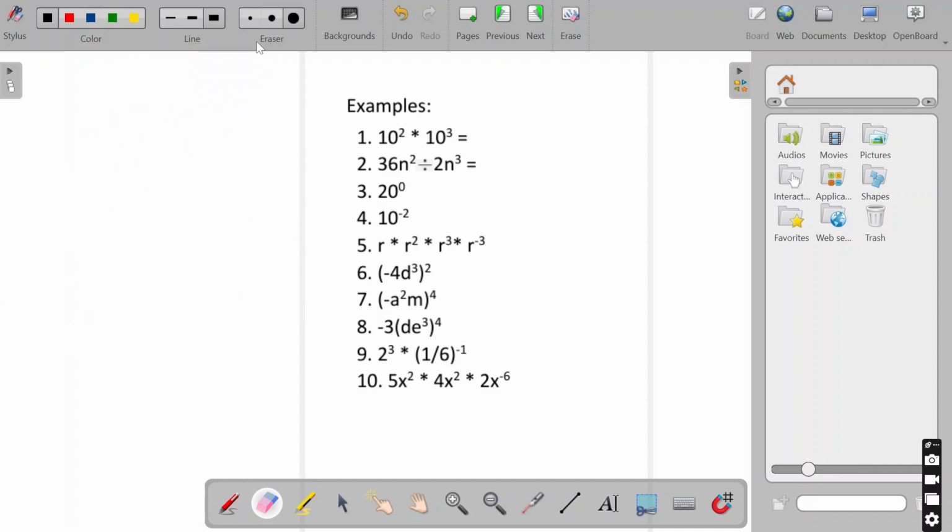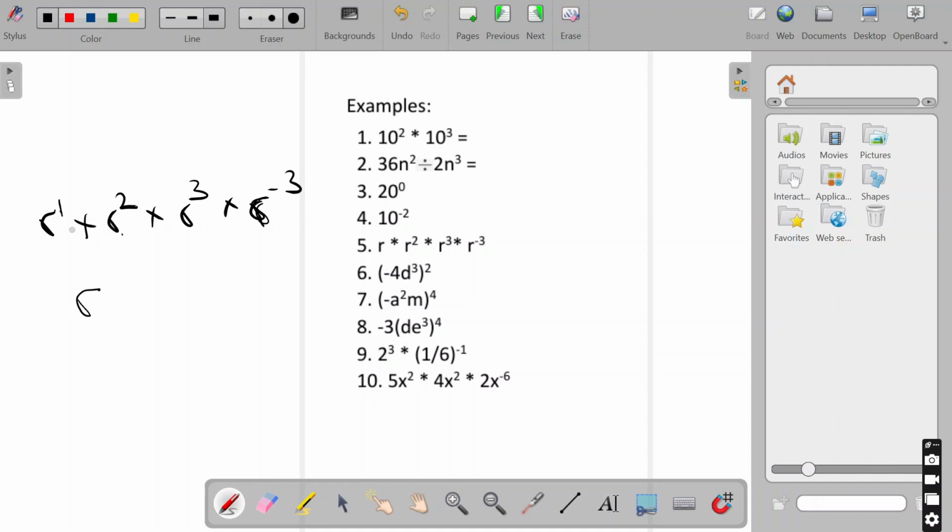Number 5. We have r times r squared times r raised to power 3 times r raised to power minus 3. Now, the power here, if it's not written, is 1. The index here is 2, the index here is 3, and the index here is minus 3. We have a common base of r, so simply write just one r out.